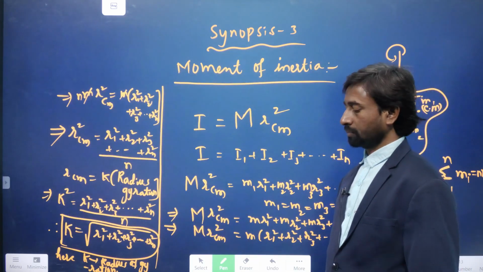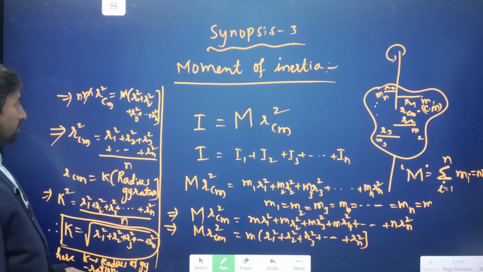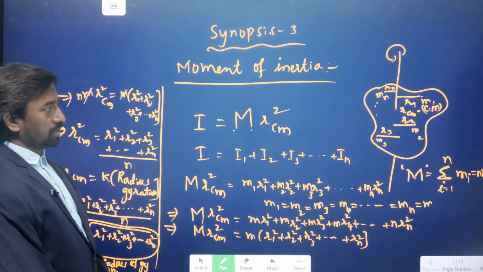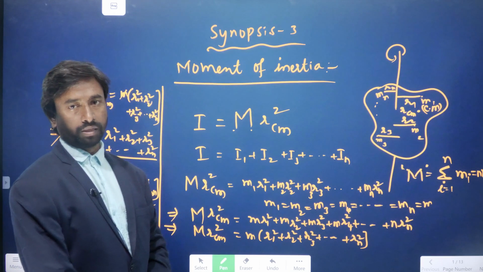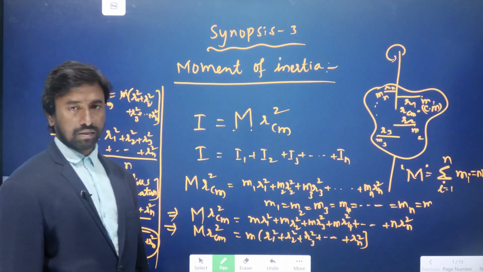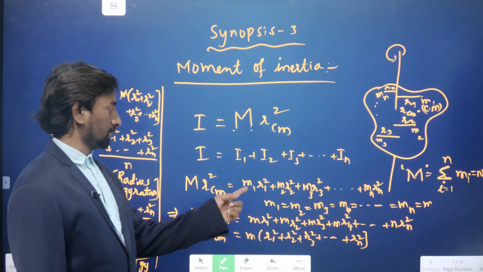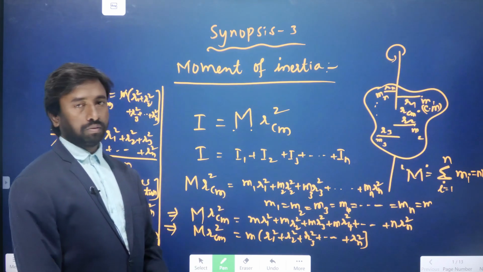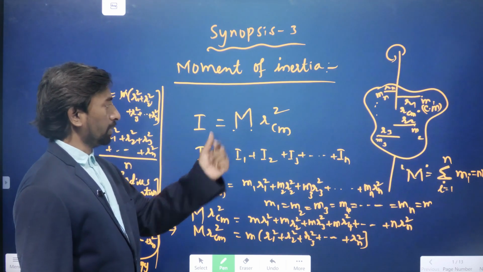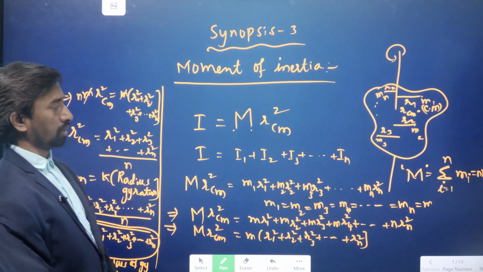Moment of inertia. See, the moment of inertia formula we got is the mass of the body and the square of the perpendicular distance from the axis of rotation to the center of mass of the body. If we consider an individual particle, it is the product of mass and the square of the perpendicular distance from the axis about which it is rotating. So mass into perpendicular distance square. The moment of inertia will depend on the mass and the distance from the axis of rotation about which it is rotating.